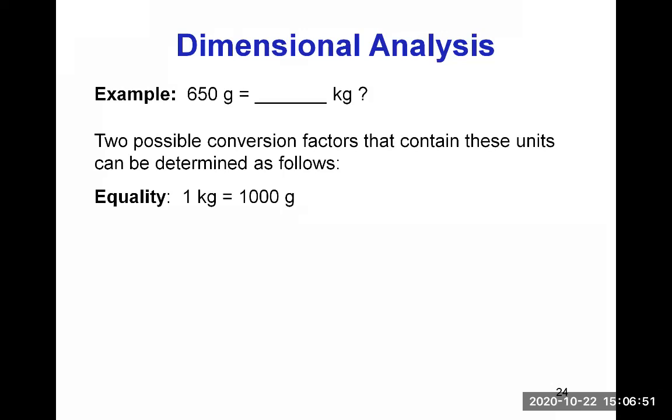And out of this equality, there are two possible conversion factors that can relate these units, and they will be determined like this. Starting from the equality, you can write the left side of the equality over the right side, so 1 kilogram over 1,000 grams, or the right side of the equality over the left side, and so 1,000 grams over 1 kilogram. So both ratios are what we call conversion factors, and they are both equivalent to 1. And from an equality, you always have two conversion factors possible.